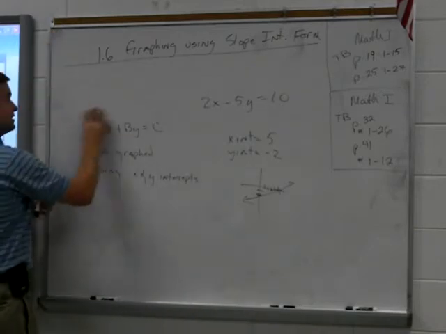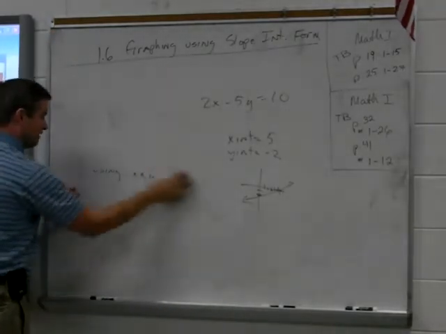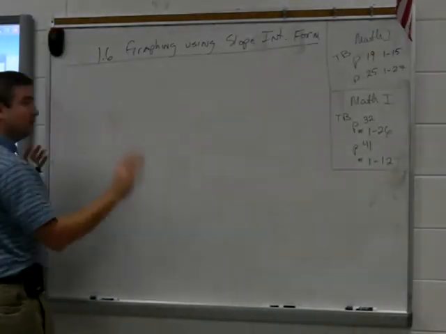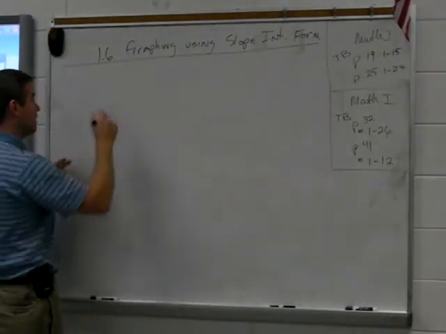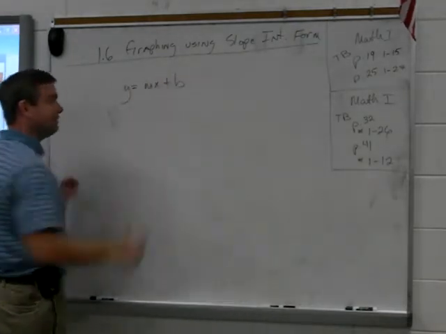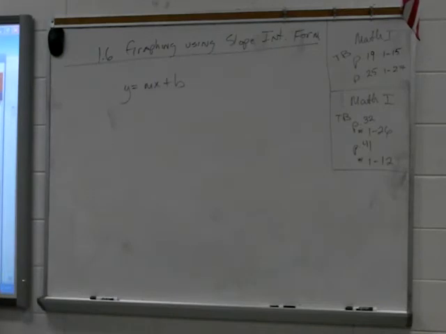So now, let's talk about graphing using slope-intercept form. Well, first of all, we need to know what slope-intercept form looks like. I know you got all this in 8th grade, but I'm going over it again to make sure that we're all on the same page. Slope-intercept form looks like this: Y equals mx plus b.